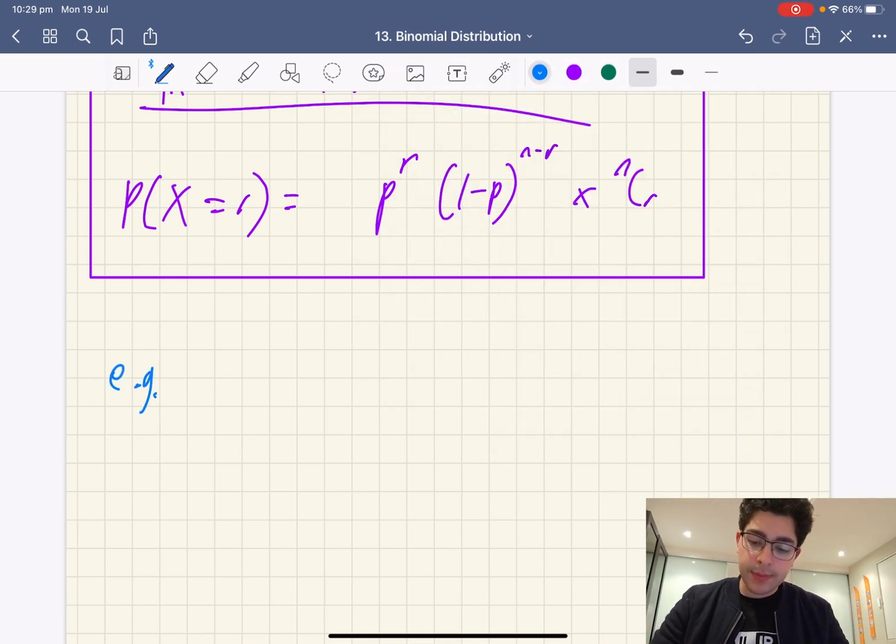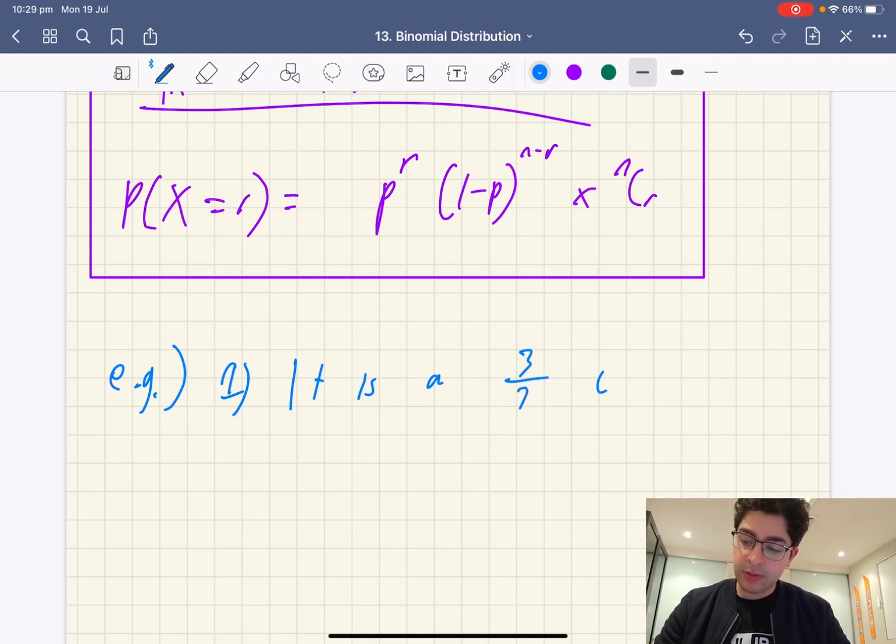If I said it is a 1 in 5 chance. Now let's change the probability, sorry. Let's say it is a 3 in 7 chance I win a game of cards.